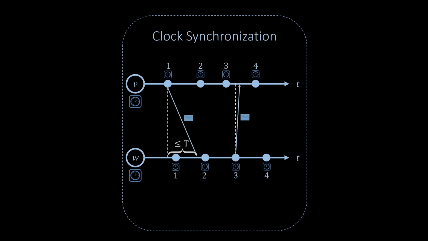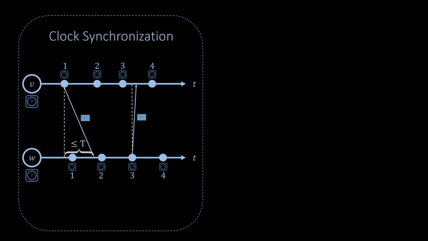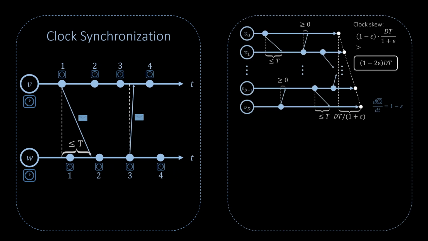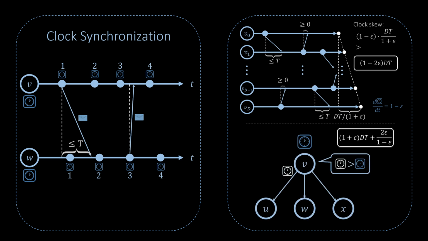Let's summarize what we've learned. We introduced the clock synchronization problem where the goal is to minimize the clock skew between the nodes of the system. We then showed that the worst-case clock skew grows with the network diameter and that we cannot prevent a skew of roughly d times t. Lastly, we showed that a simple algorithm guarantees that the clock skew between any two nodes cannot exceed d times t by much.